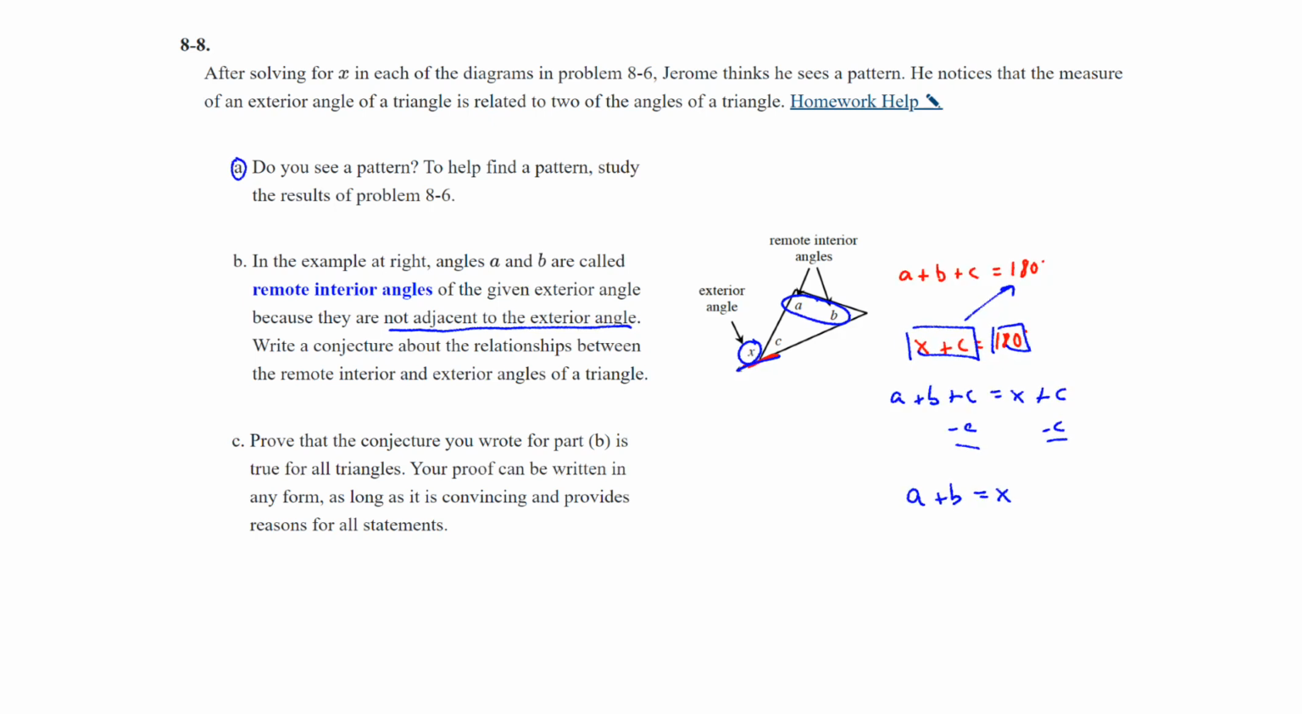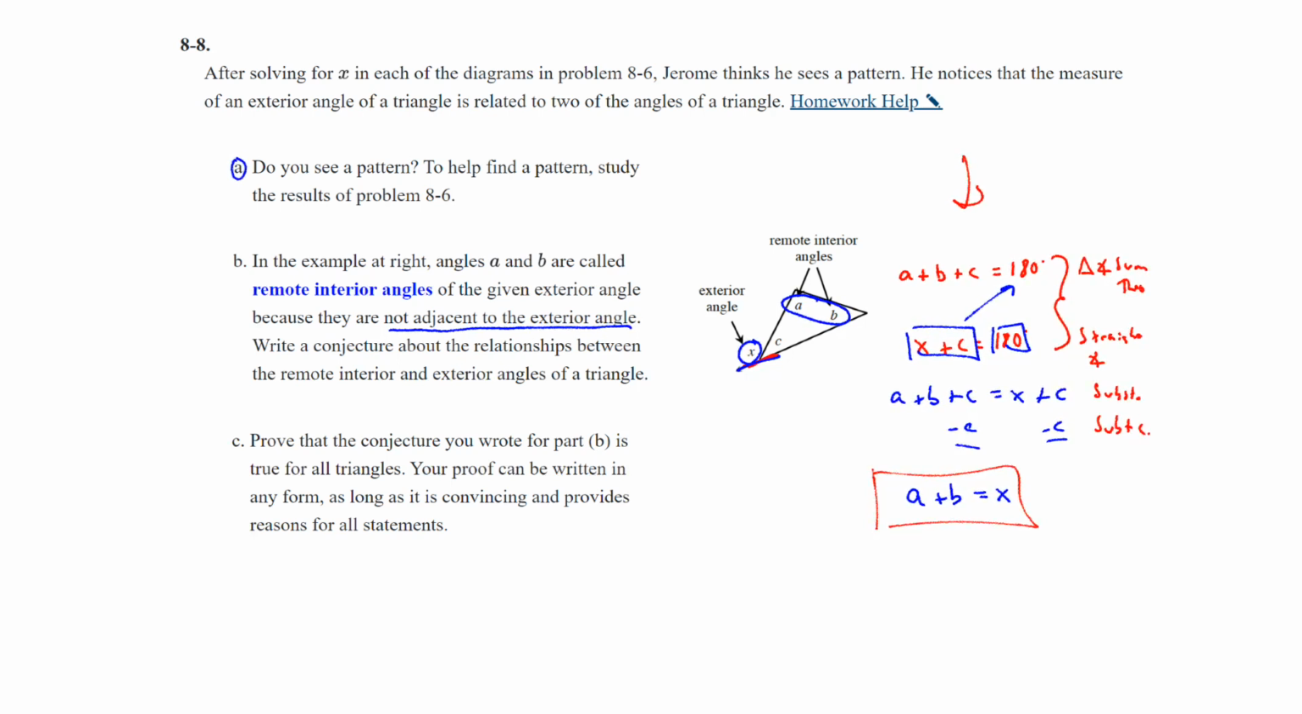And then part C, prove that the conjecture you wrote for part B is true for all triangles. Your proof can be written in any form as long as it is convincing and provides reasons for all statements. Once again, I already did that when we were talking about part A. Over here, we set up these two equations based on information that we previously had. This is the triangle angle sum theorem, and this is our straight angle, because we know they're equal to 180, and then we use substitution, and then we subtracted C, and then we were left with our conjecture, that the sum of the remote interior angles is equal to the exterior angle. So we can use that as our proof.